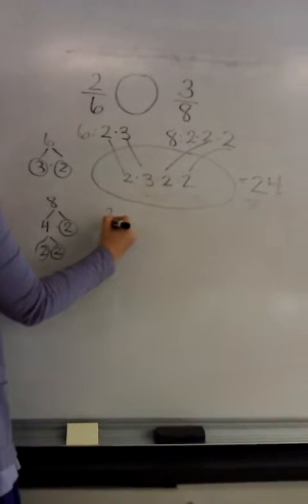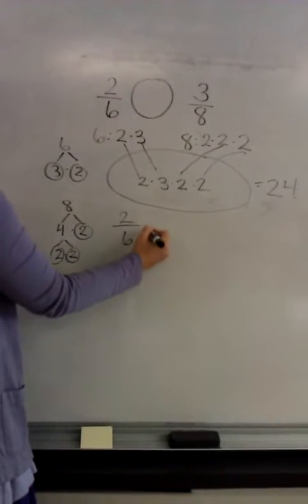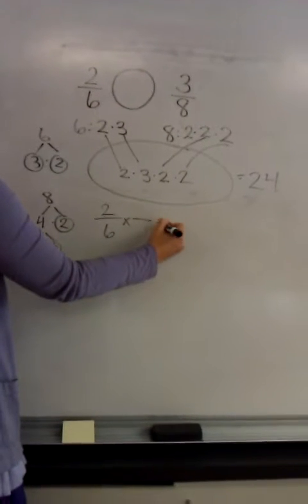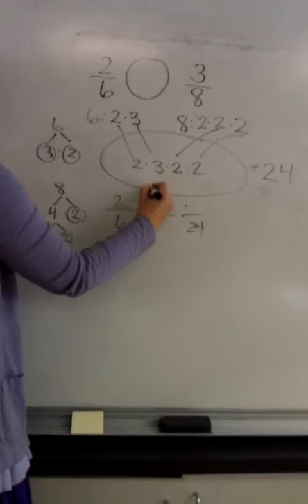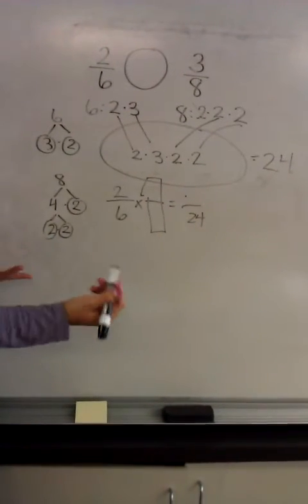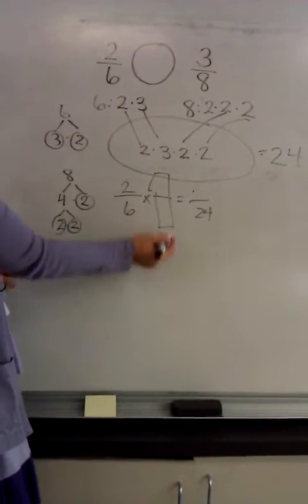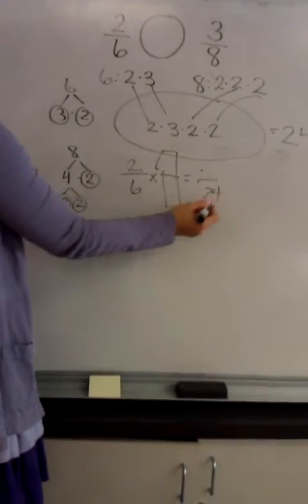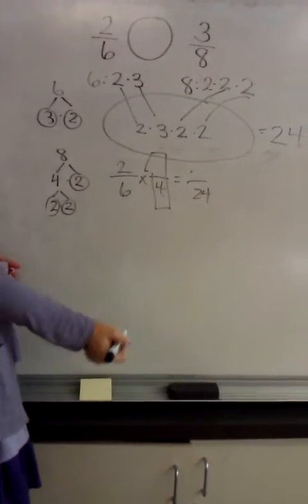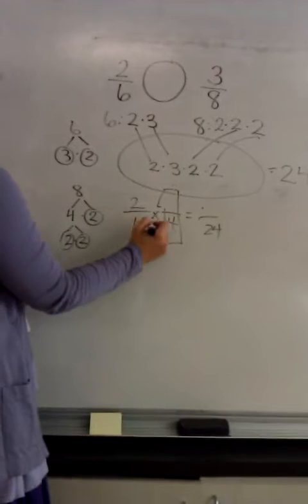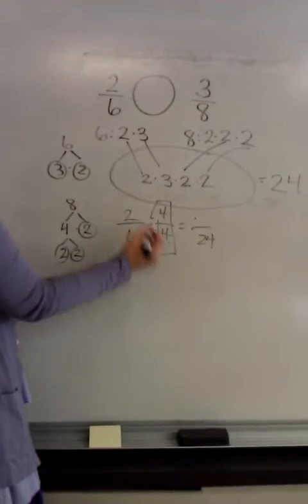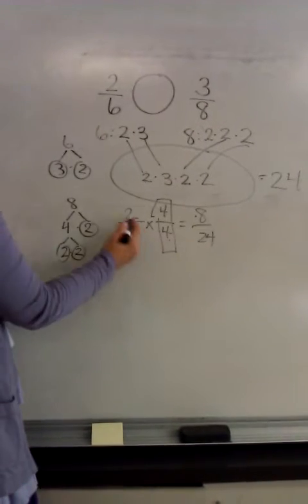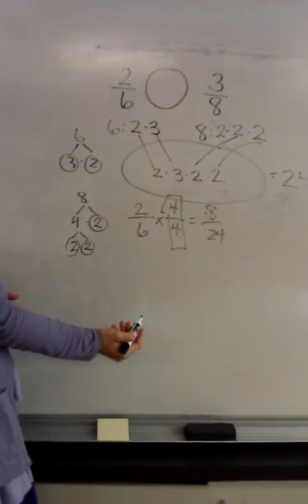So I write my problem. 2 sixths times something equals something over 24. This right here needs to be the equivalent form of 1. I'm just putting that to remind myself that this needs to be 1. So 6 times what is 24? 6 times 4 is 24. This also needs to be a 4, so I'm multiplying by an equivalent form of 1. 2 times 4 is 8. So 2 sixths is equal to 8 24ths.